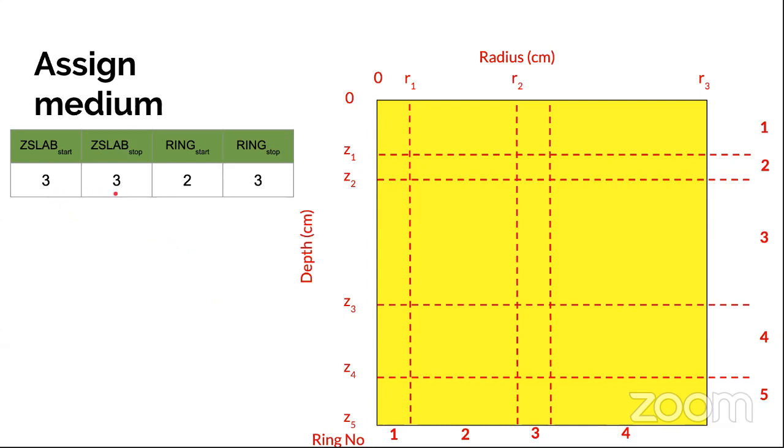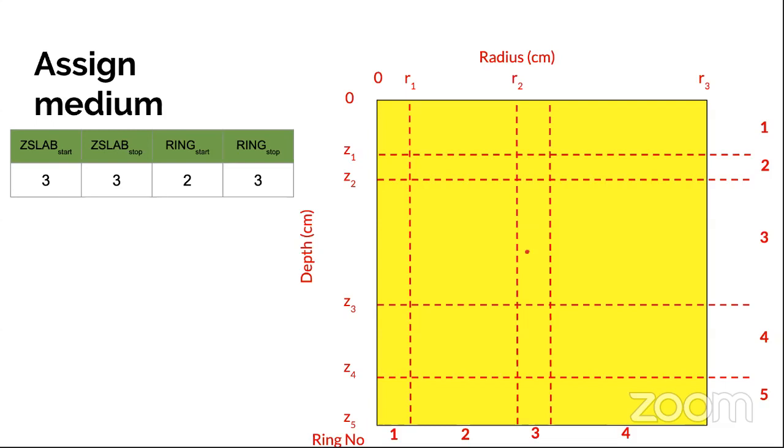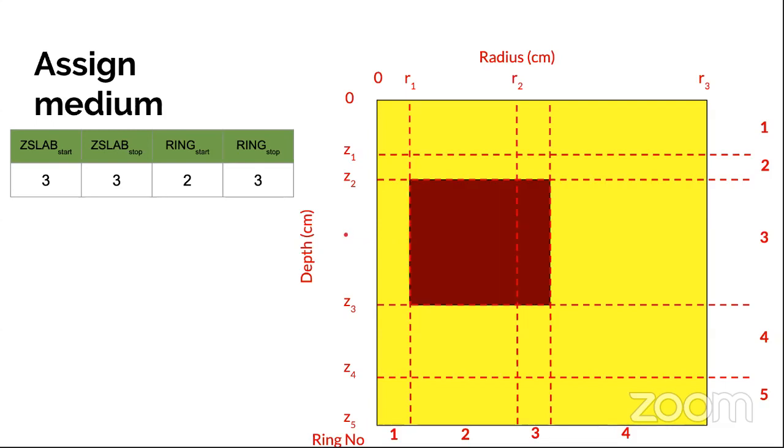So 3 and 3, 2, 3. Okay, so 3 and 3, we go along here. So we start at 3 and stop at 3. And then the ring is 2 to 3. So we're going from 2 to 3. So probably we're assigning this medium to these two regions, this one and this one. Okay? Clear? I hope everyone got it.